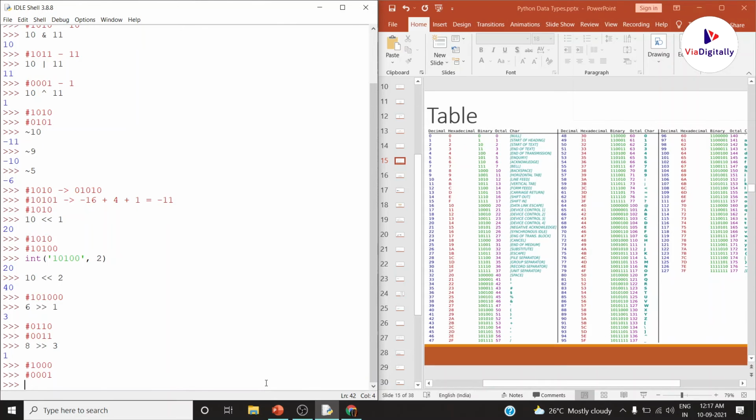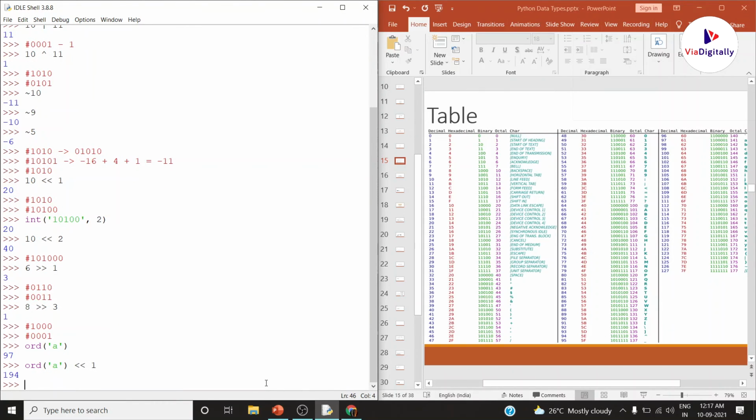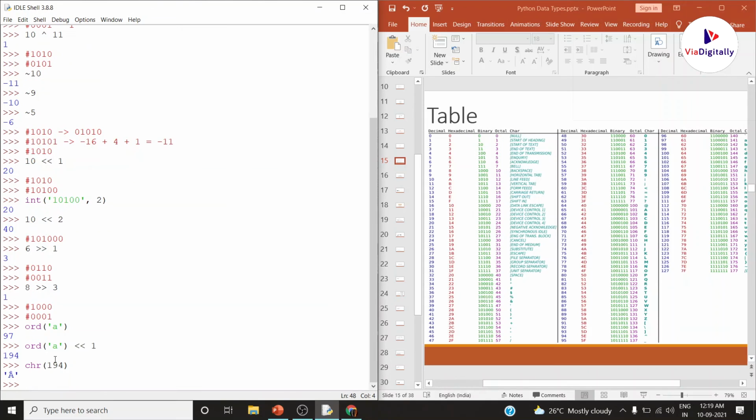To get the ASCII value of any character, we use the function ORD. If I get ORD of small a, it is 97, which is the ASCII value of small a. What happens if I left shift the ASCII value of capital A by 1? It is 194. How to find the corresponding character in the ASCII table for 194? Using the function CHR of 194, I get capital A as output.